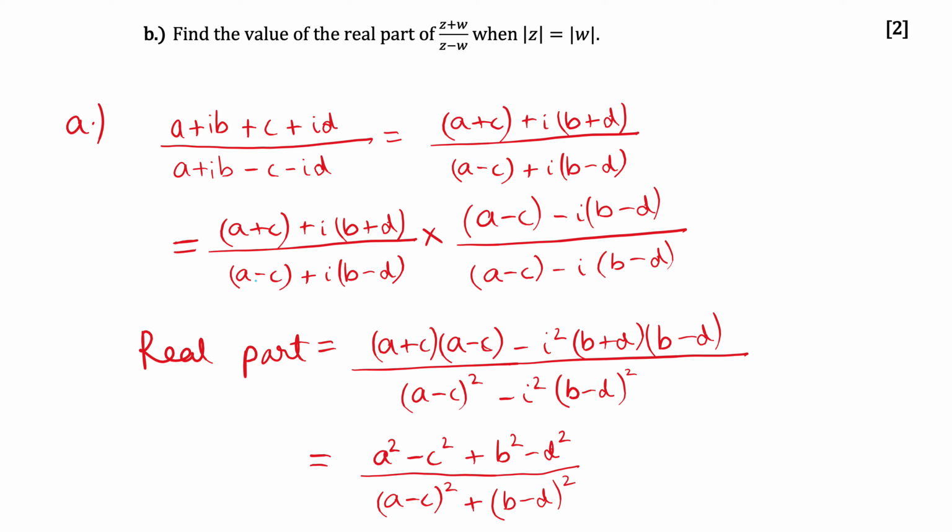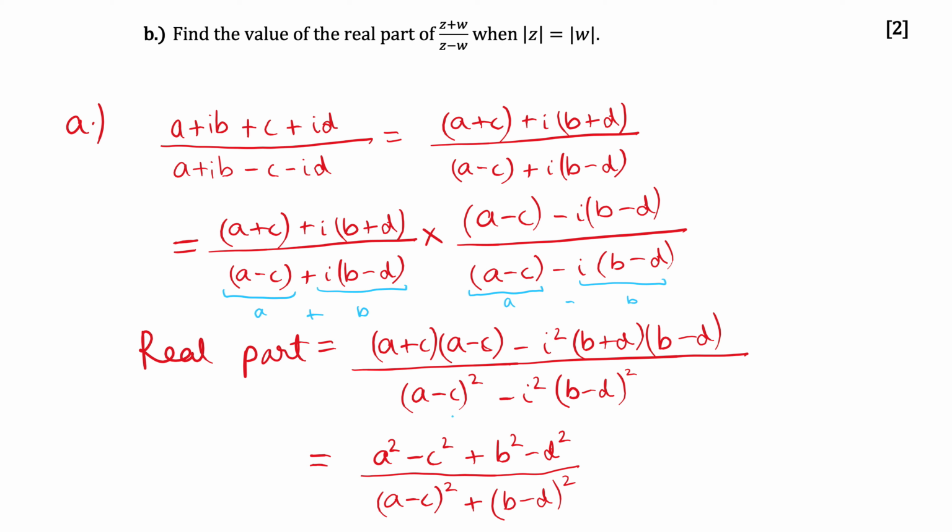And in the denominator, this is just a difference of squares. If you take this to be a, so this is (a + b) multiplied by (a - b), we can apply the difference of squares formula. This is plus and this is minus. So we get (a - c) whole squared minus i squared (b - d) whole squared.